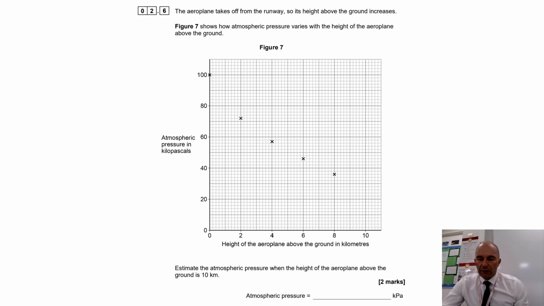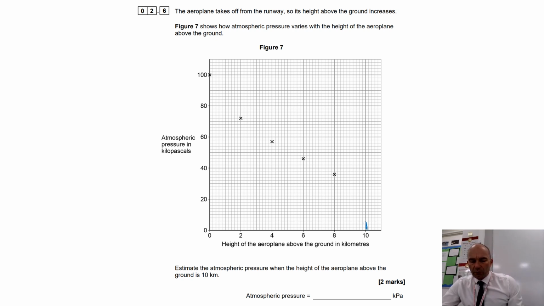Alright, question 2.6. So the aeroplane takes off from the runway, so its height above the ground increases. Now figure 7 shows the atmospheric pressure, how it varies with the height of the aeroplane above the ground. We need to estimate the atmospheric pressure when the height of the aeroplane above the ground is 10 kilometers. We need to work out the atmospheric pressure. Now, we need to use a graph to do that.